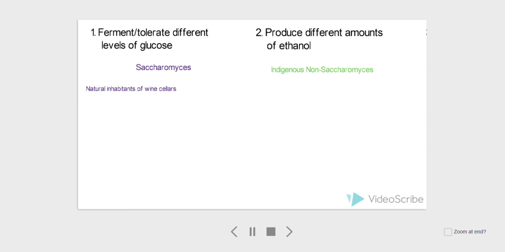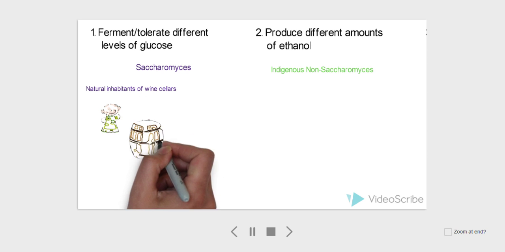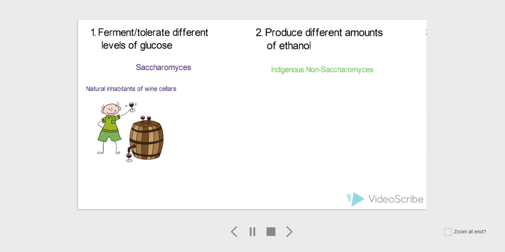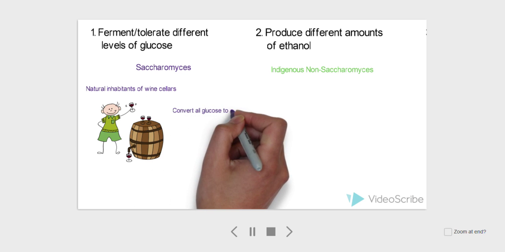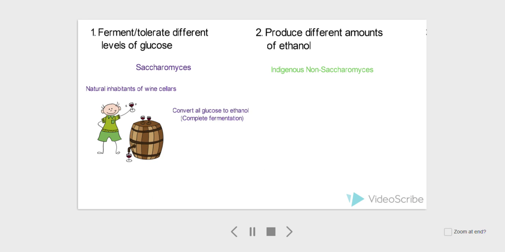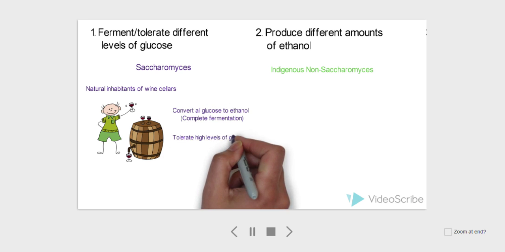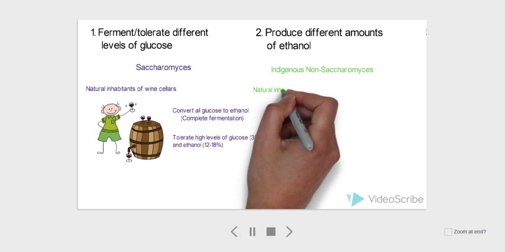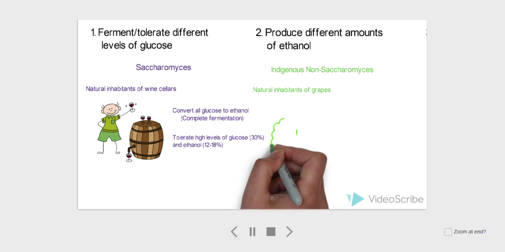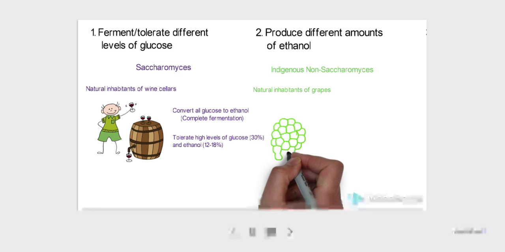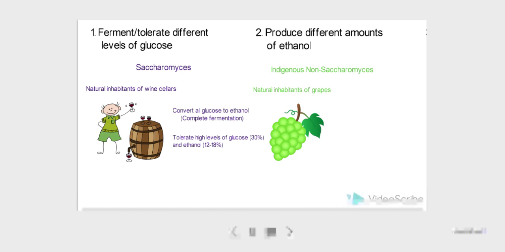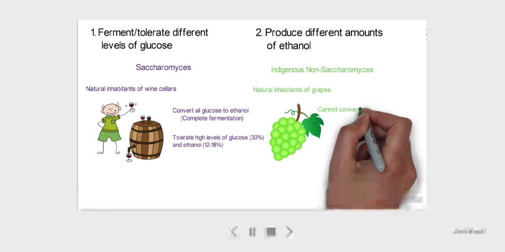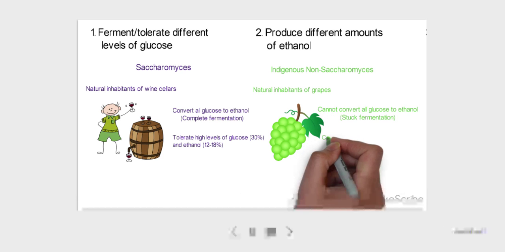Saccharomyces are natural inhabitants of wine cellars. They can convert all glucose to ethanol, and they can tolerate both high levels of glucose and ethanol. Non-Saccharomyces, on the other hand, are natural inhabitants of grapes. They cannot convert all glucose to ethanol and cannot tolerate high levels of either.